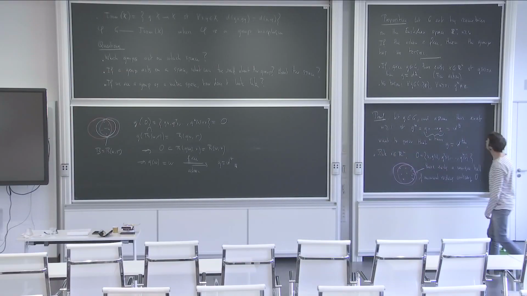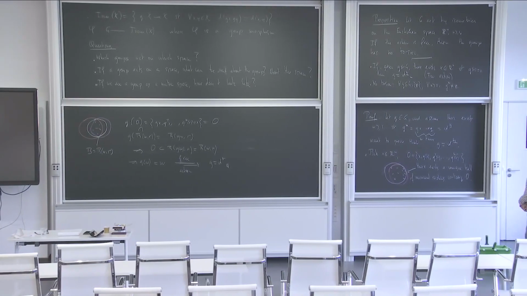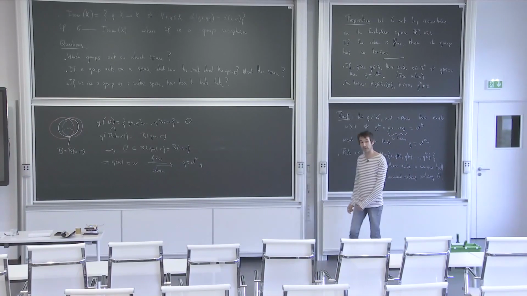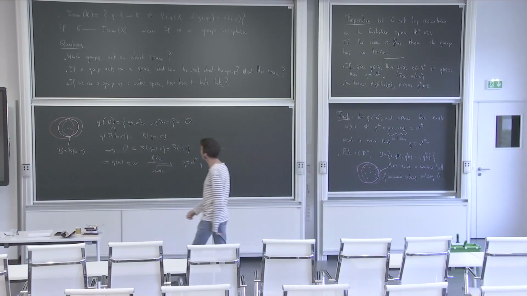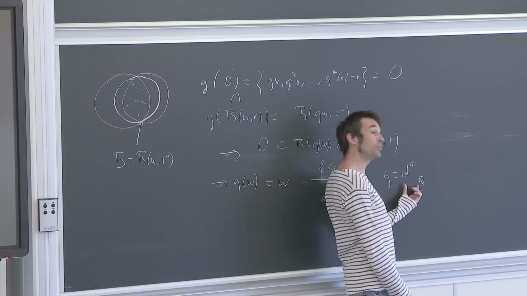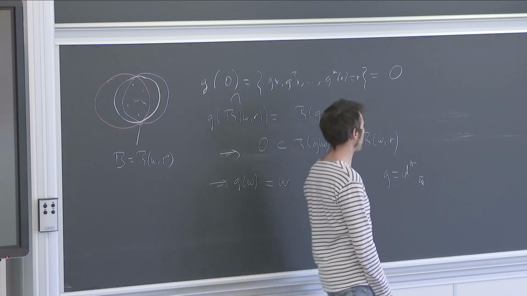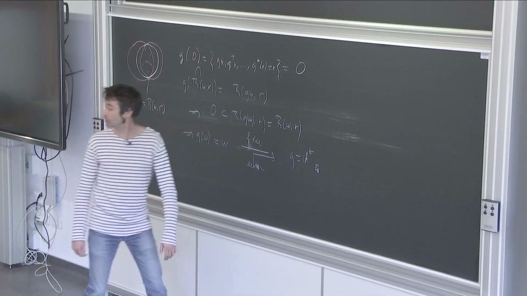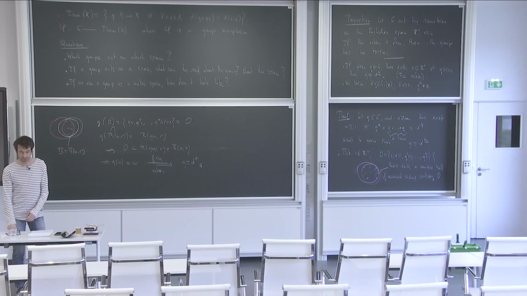So I started from the fact that I had some power of an element g that was equal to the identity, and then using the geometric properties of Euclidean space, I got to the fact that this element had to be the identity map. Okay? And so this is the kind of game that we're trying to play with geometric group theory.